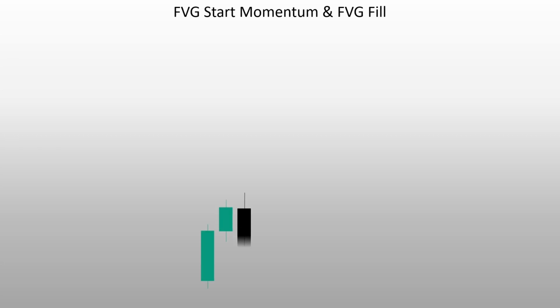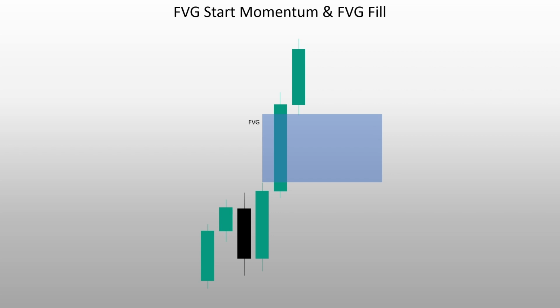Now, let's learn about fair value gap start, momentum and fair value gap fill through an animation. This is our market, and here's the fair value gap. And where is its consequent encroachment? It is here. The 50% mark of the fair value gap has appeared as its start. It's a bullish fair value gap, and the start won't happen below but above because the market has to come from above. So we call it the fair value gap start.